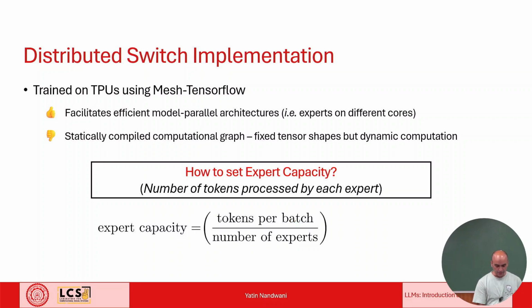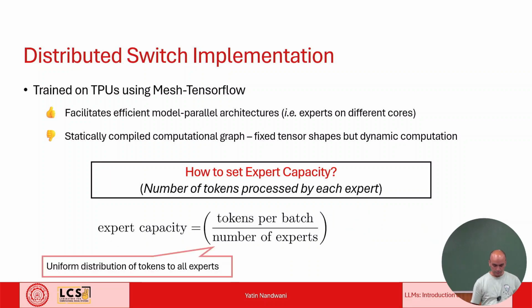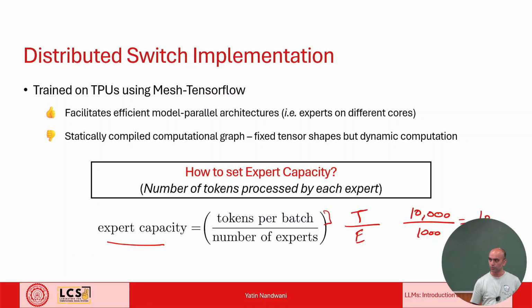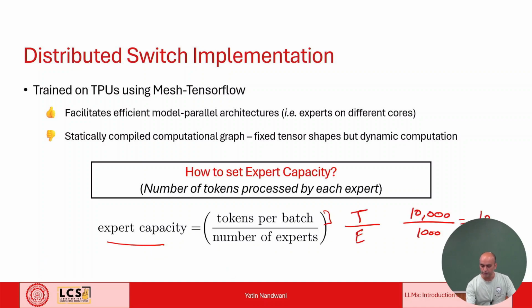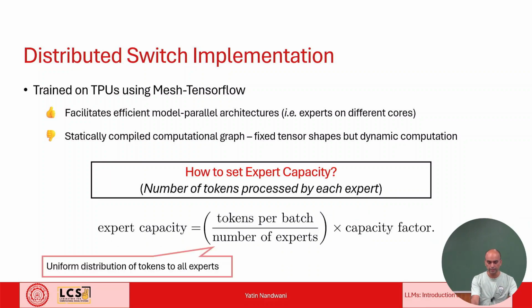So expert capacity is tokens per batch, which was T, divided by the number of experts, E. In our earlier example, we had 10,000 tokens and 1,000 experts, so we had an expert capacity of 10. This is uniform distribution. Then we introduce another parameter, the capacity factor. Earlier, instead of 10, this is capacity factor 1. If I keep 15, that is capacity factor 1.5. So this is how expert capacity is calculated.